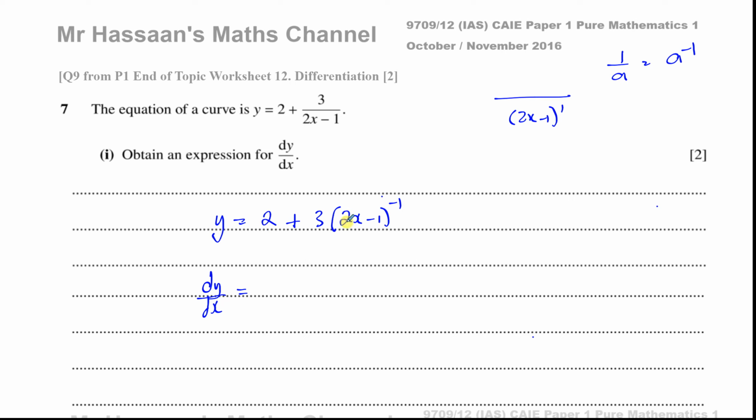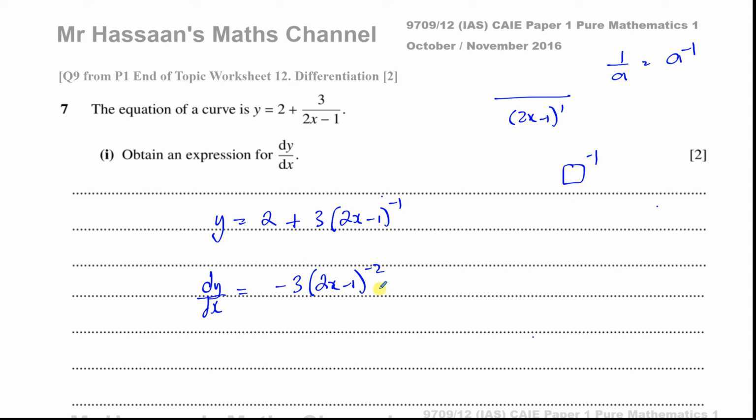And here we have to use what's called the chain rule, where you have a function within a function. So you have 2x minus 1 within the function something raised to the power of minus 1. How do you differentiate this main function? Well, we multiply by the power. So you have minus 1 times 3, which is minus 3. And then you take 1 from the power, so you get 2x minus 1 to the power of minus 2.